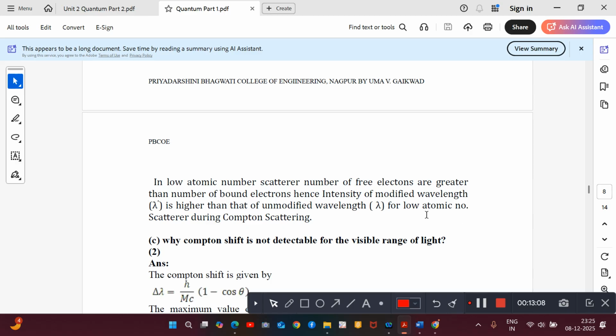Whereas in the case of high atomic mass number material, the number of bound electrons is more, and hence, to study the Compton effect, a target material having low atomic number is chosen.